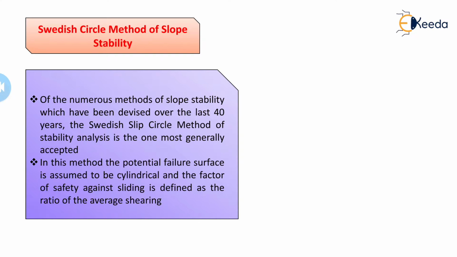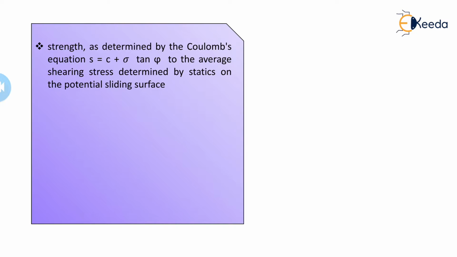In this method, the potential failure surface is assumed to be cylindrical, and the factor of safety against sliding is defined as the ratio of the average shearing strength, which is determined by Coulomb's equation, s = c + σ tan φ, to the average shearing stress, which is determined by statics on the potential sliding surface.